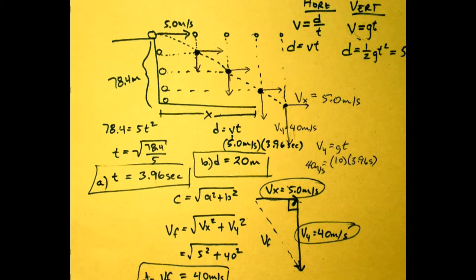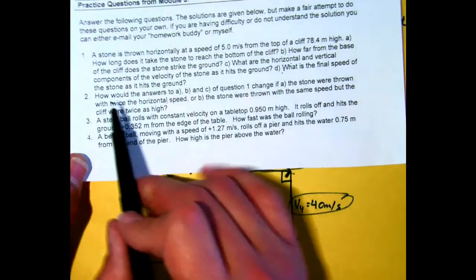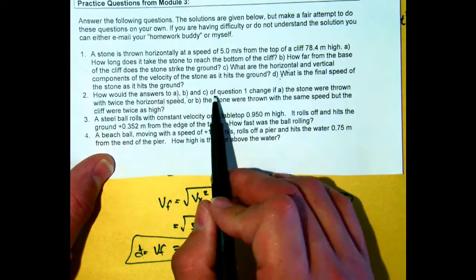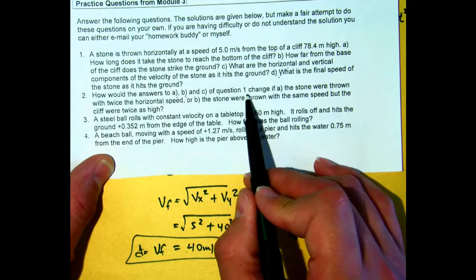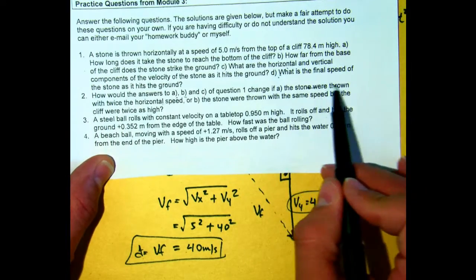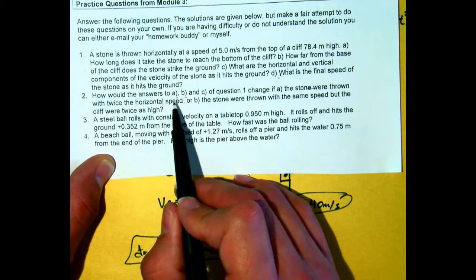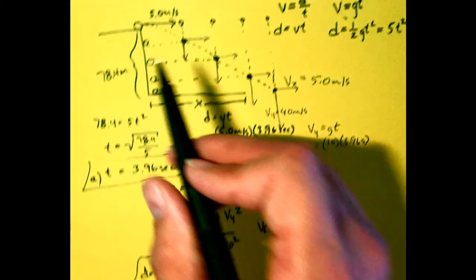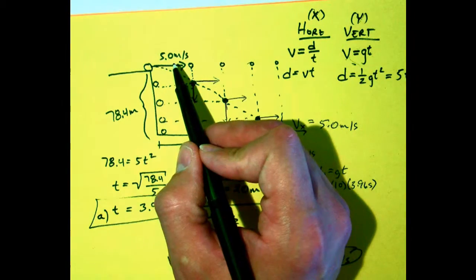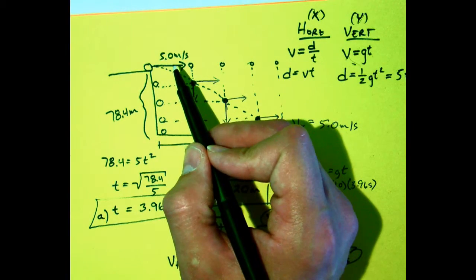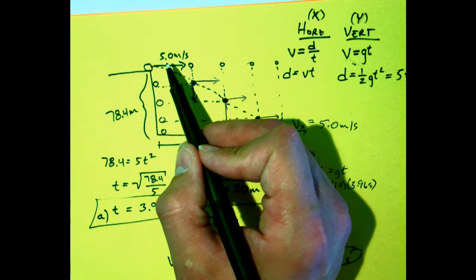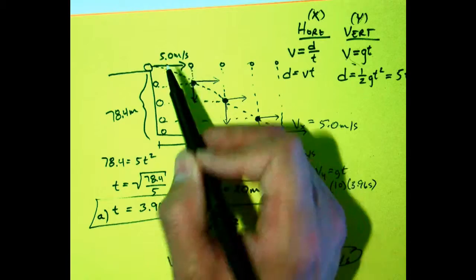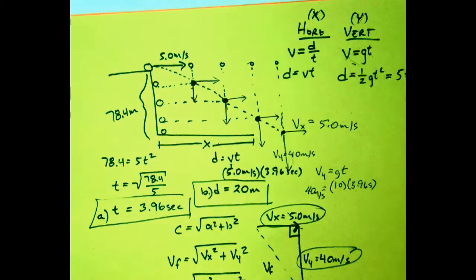All right, we're going to go on to the second part of this. How would the answers to A, B, and C of question 1 change if the stone were thrown with twice the horizontal speed? I'm going to let you do this on your own. So what was the original horizontal speed? 5 meters per second. So now let's change that and say, what happens if you threw the stone horizontally at 10 meters per second?